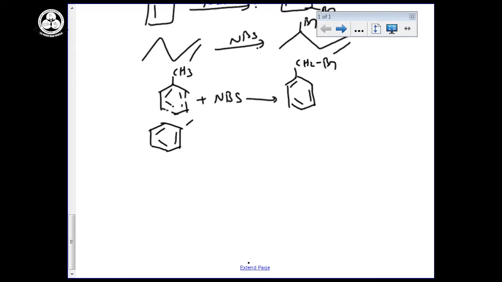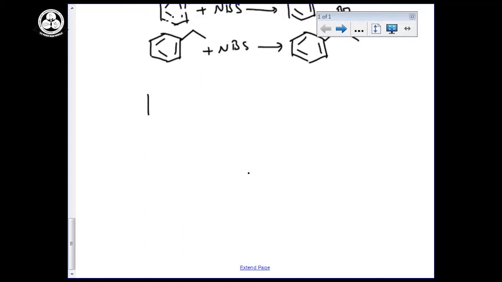Same like that, ethyl benzene I am taking. NBS you are adding. Now the major product is like this, with Br. So for allylic substitution you have to guess the answer in different ways. See another example I am going to give you; carefully watch and tell me the answer, which is the major product for this. CH3, I am adding NBS.